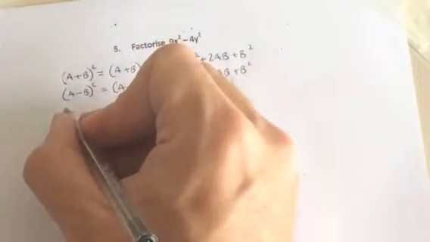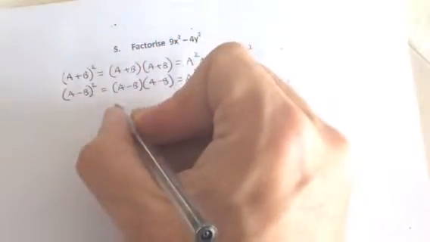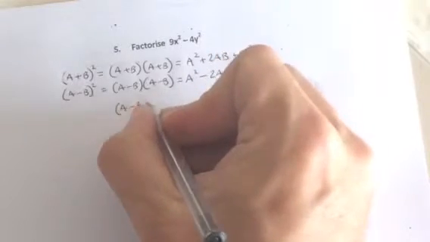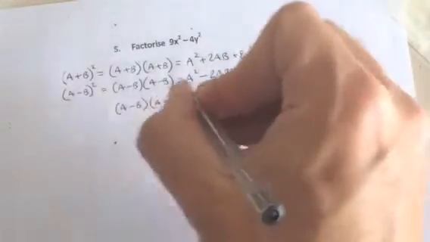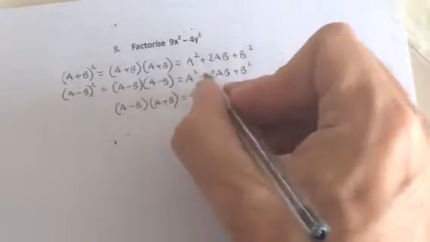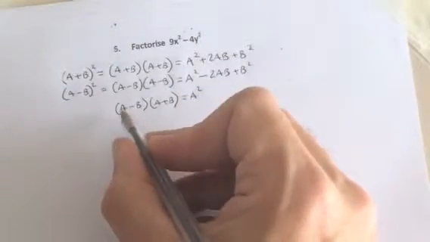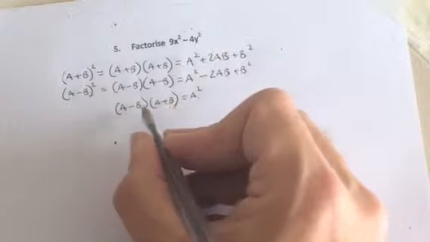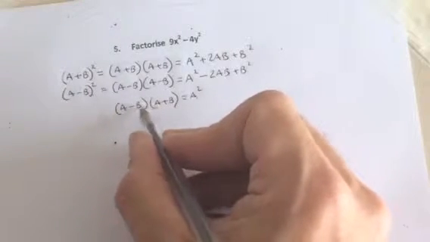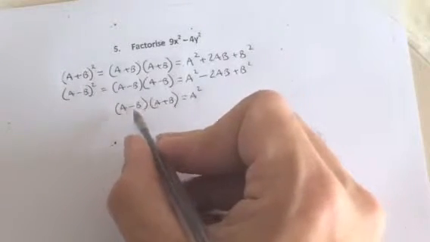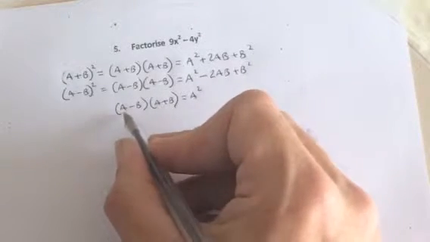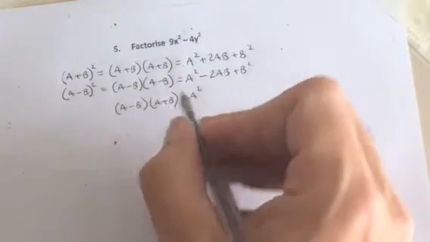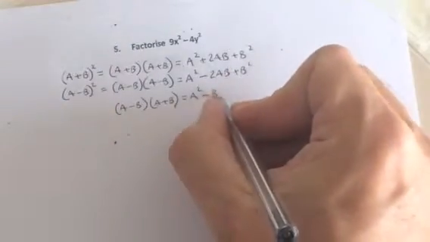Now, if I had this one a bit different, if I had a minus b times a plus b, then I would still get an a squared, but look, I would get a plus ab and a minus ba, which is the same as minus ab, and they sum together to give 0. So I'd have a squared, and then I'd have a minus b times b, which is a minus b squared.